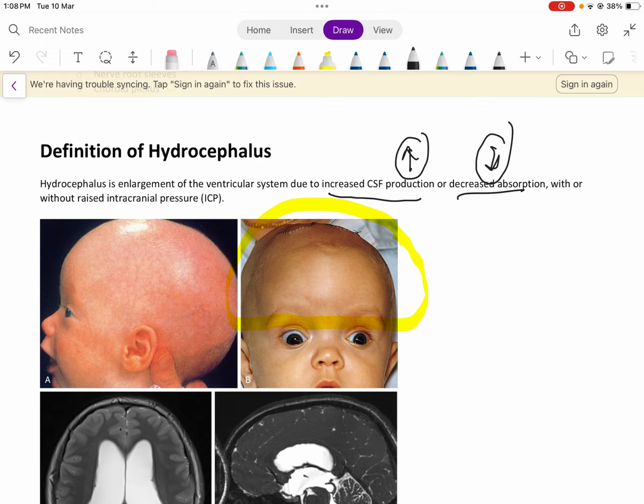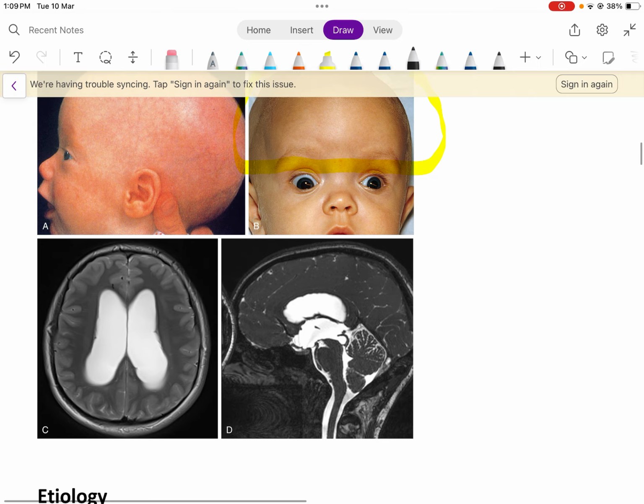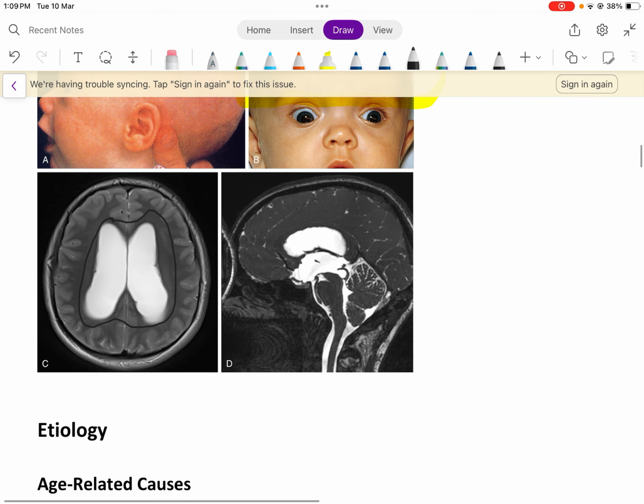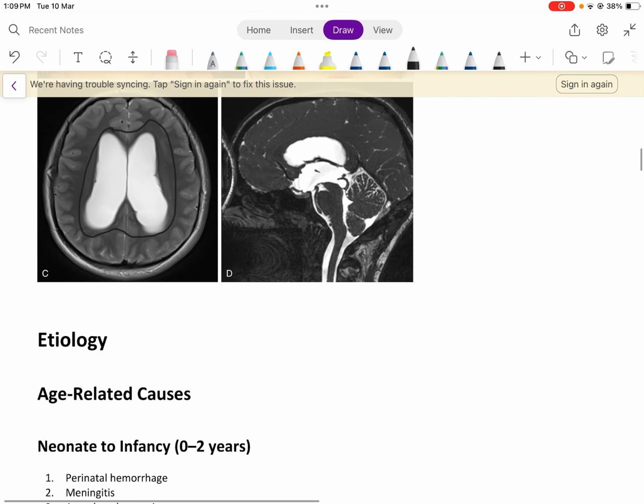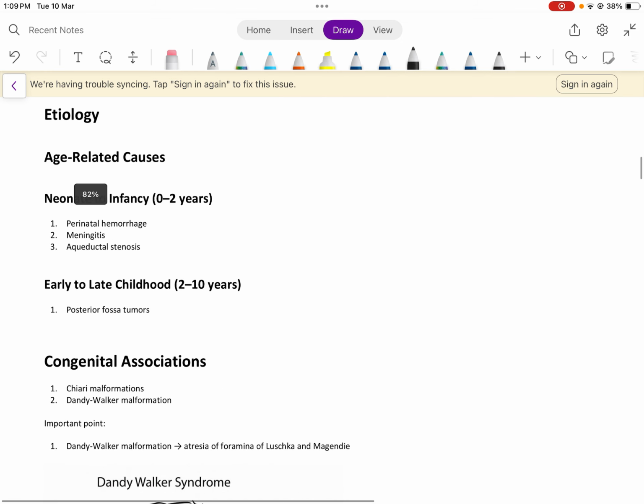So remember, this is a very basic definition of hydrocephalus. Ultimately, this may cause increased intracranial pressure, but initially the child may not have a raised ICP. So with or without raised ICP, this is the definition of hydrocephalus. You can see this in the radio imaging: hyperlucent areas. Now, for etiology, you have to remember age-related causes.